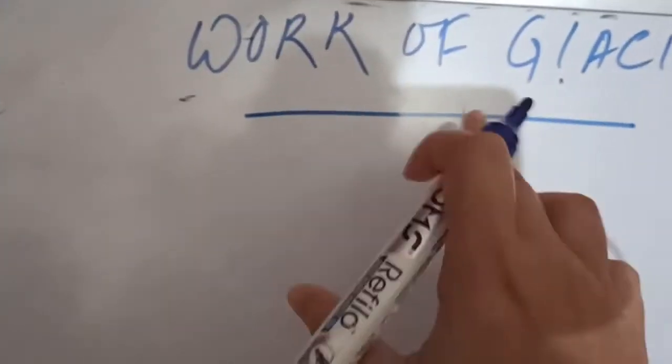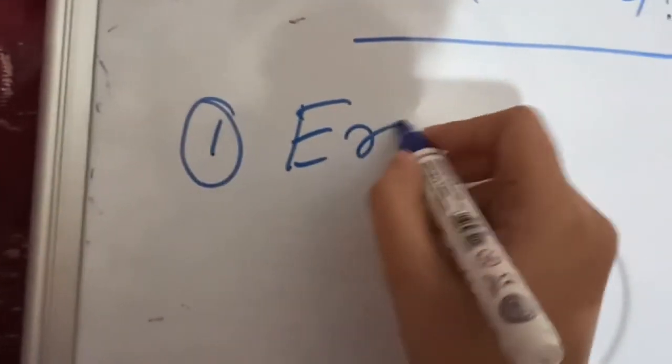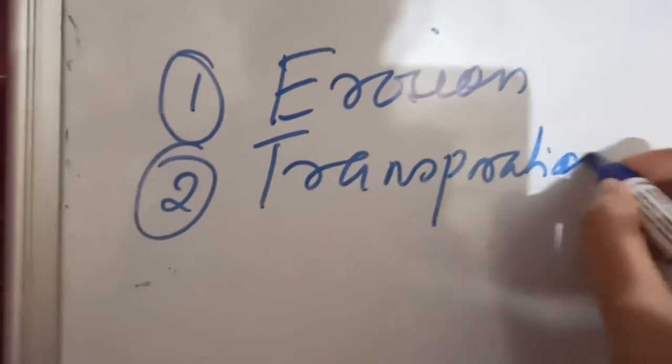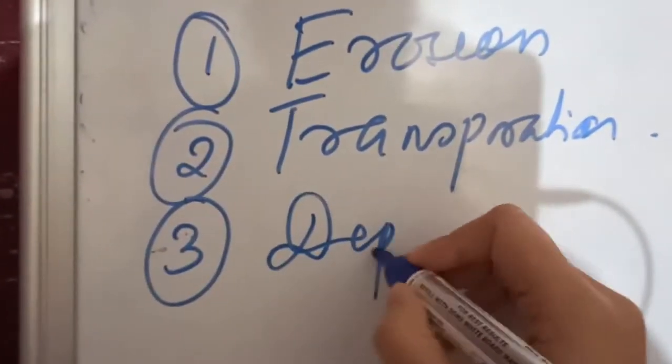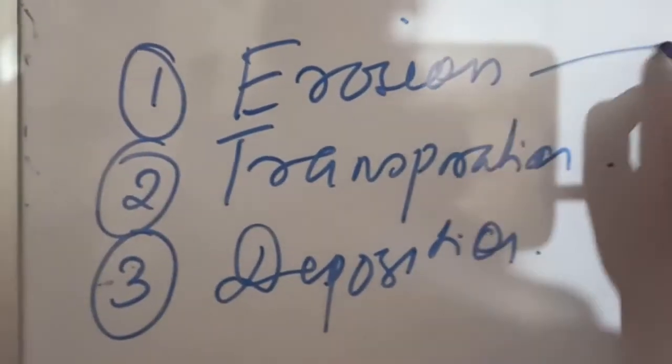Now I'm coming to the main topic, the work of the glacier, or how the glacier works. Like the work of the river, the glacier also works through three processes. One is erosion, then we have transportation, and the next one is deposition.